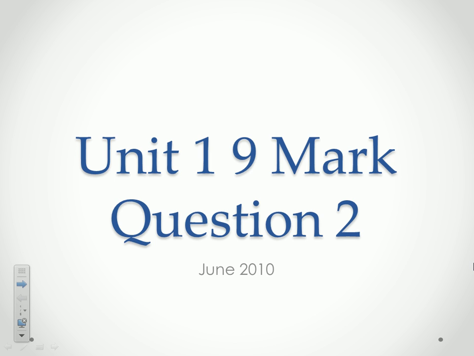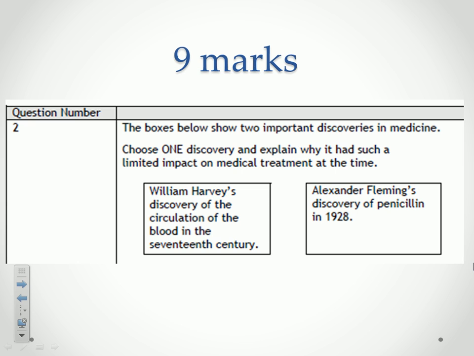So this video is for Unit 1, Medicine Through Time, GCSE History. This is a 9-mark question that we're going to go through today, and it's question 2, and you can see it's from June 2010. If you'd like to have a look at this in the proper exam paper, you can download this using the Moodle website. All of the past exam papers are there, along with the mark schemes. So this is a question that you could be asked in the exam.